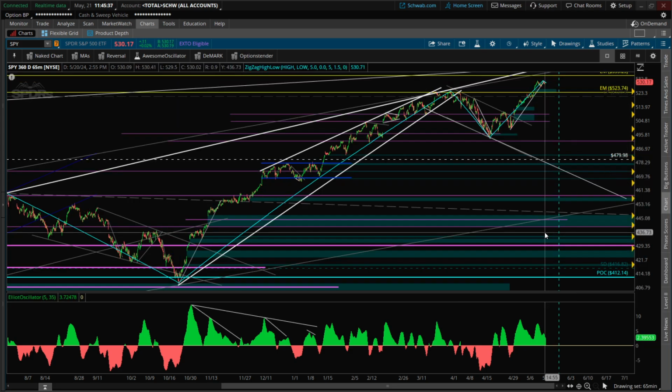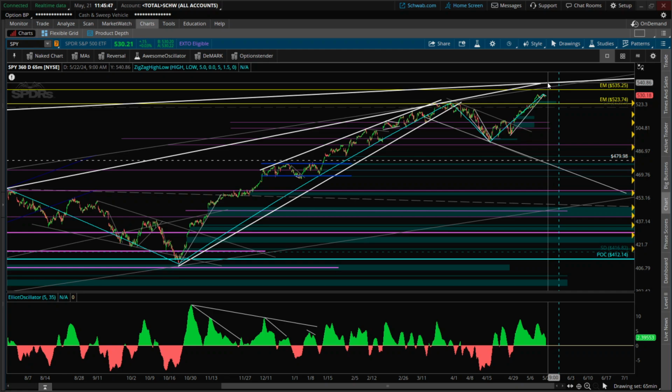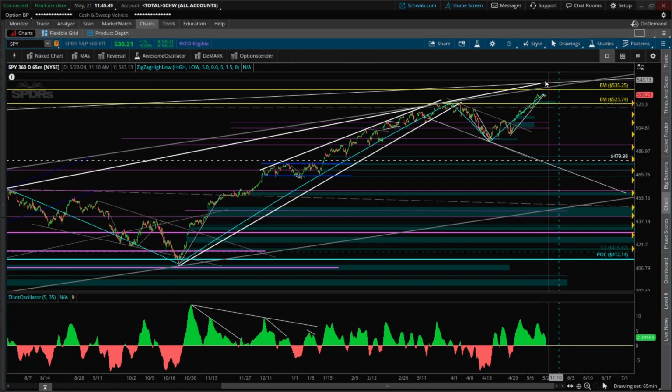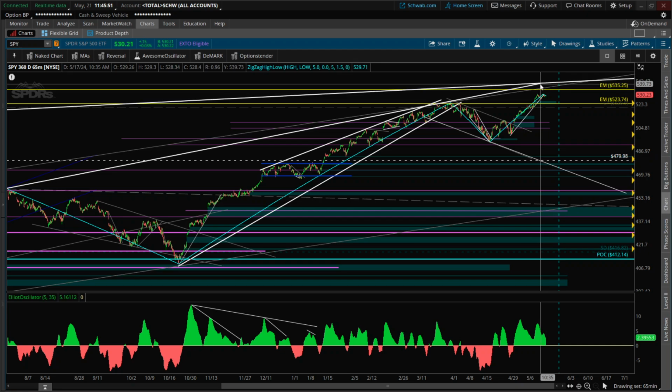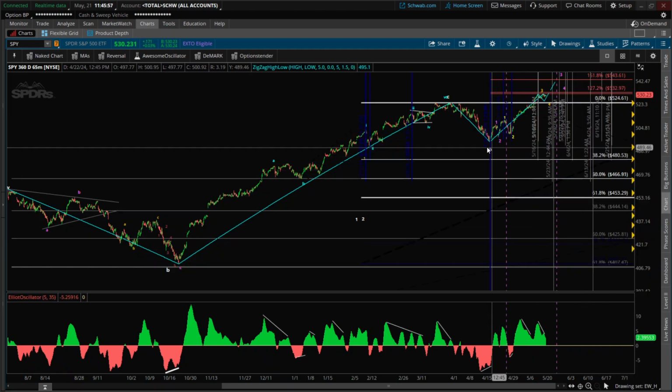On the 65-minute, there's our traditional look. We have the options expected move, 535. We have a couple levels right up here. Again, that 540 area pops up again. And the 65, the hourly here.